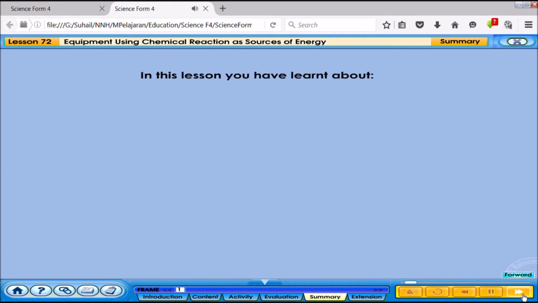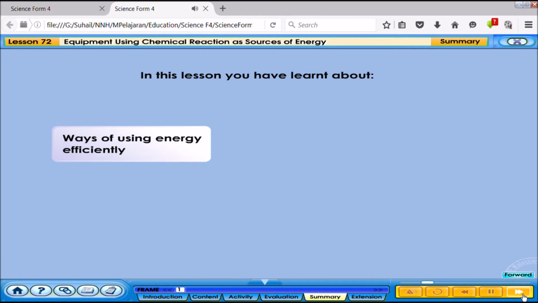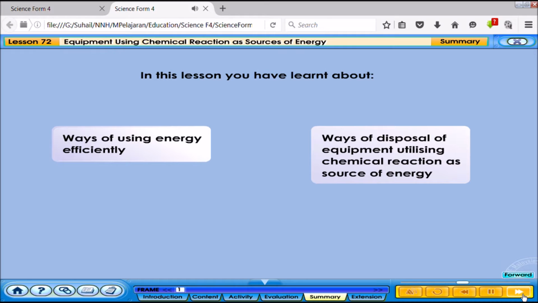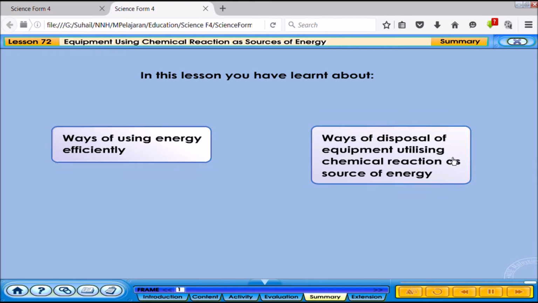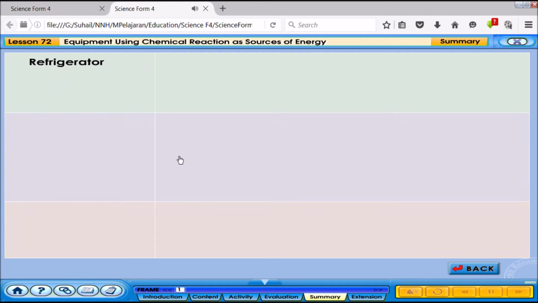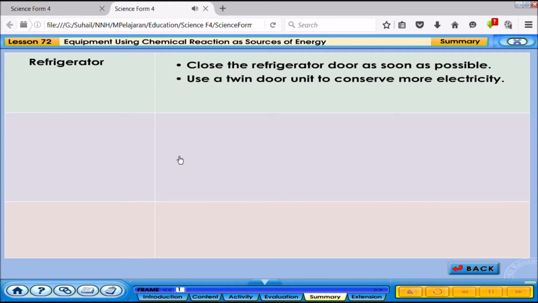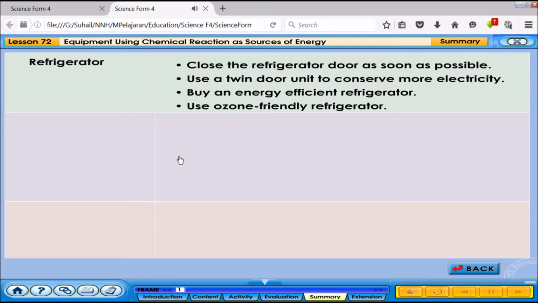In this lesson, you have learned about ways of using energy efficiently and ways of disposal of equipment utilizing chemical reaction as source of energy. Click each box to learn the examples. Refrigerator. Close the refrigerator door as soon as possible. Use a twin-door unit to conserve more electricity. Buy an energy-efficient refrigerator. Use ozone-friendly refrigerator.